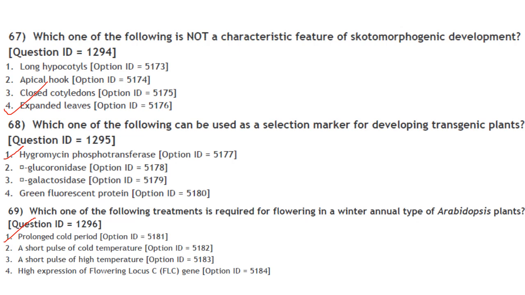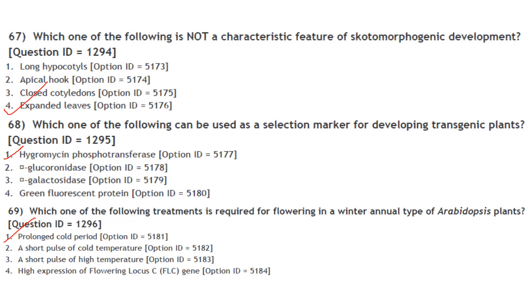GFP, beta galactosidase, beta glucuronidase, all these are reporter genes. They have asked for selectable marker genes. So it is hygromycin phosphotransferase.